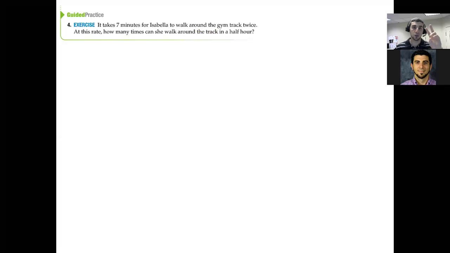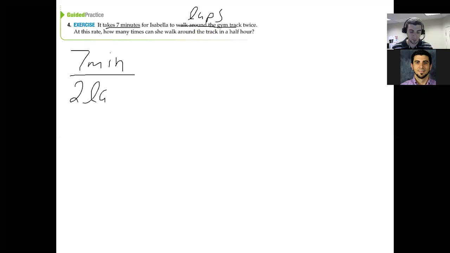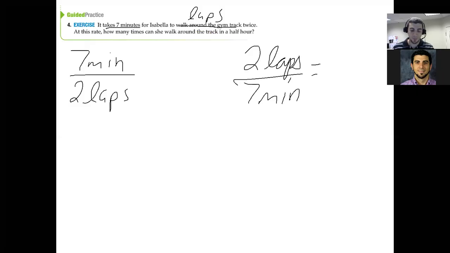So the two units involved in the problem, you've got to figure these out, are minutes and walking around the gym track. We'll call those laps. So there are two ways you could set it up. You could do 7 minutes over 2 laps, or you could do 2 laps every 7 minutes. It doesn't matter which way you do it. I'm going to show you how to do it both ways, just as long as you set up the other fraction the same way as you set up the first one.